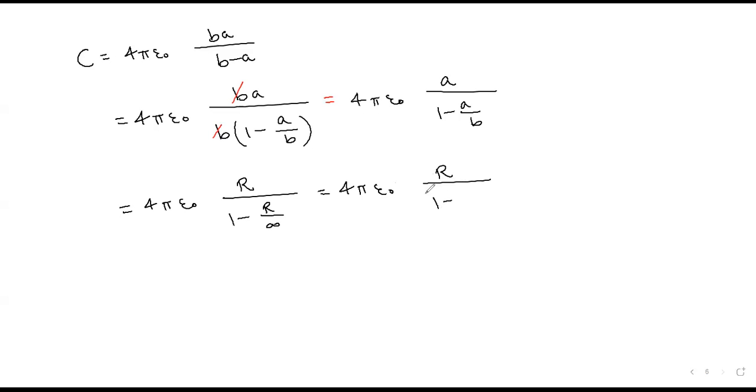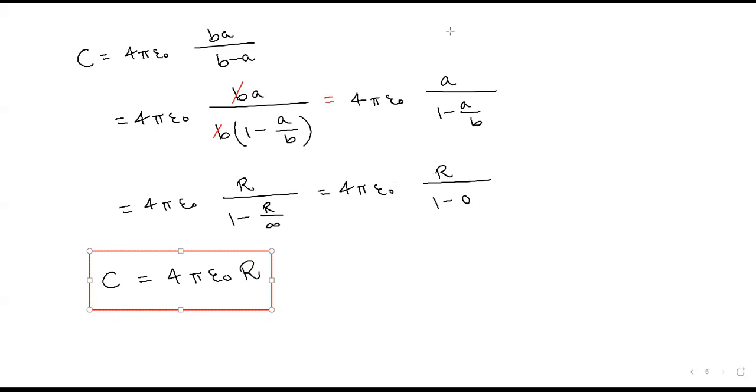Any non-zero number divided by infinity will be 0. So the capacitance of an isolated sphere will turn out to be C equals 4 pi epsilon naught times R, just the radius of the inner sphere. So this is the formula for the capacitance of an isolated sphere. I hope it will clear the idea.